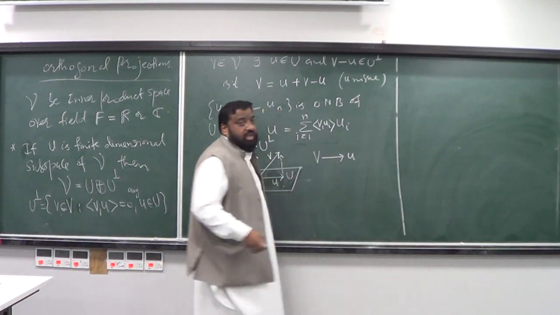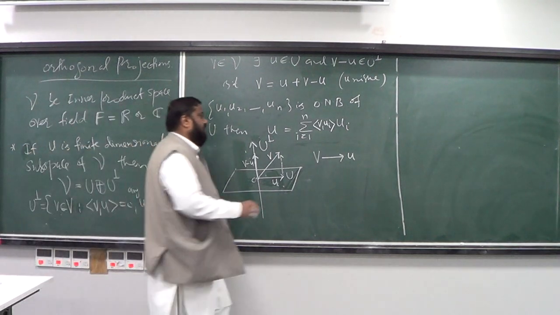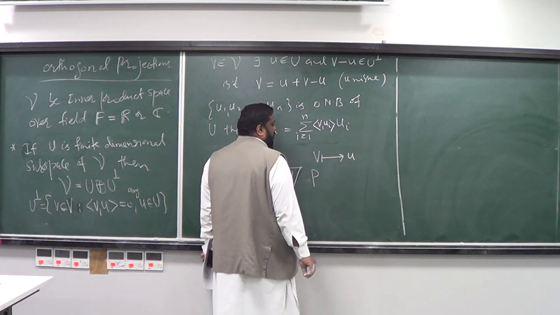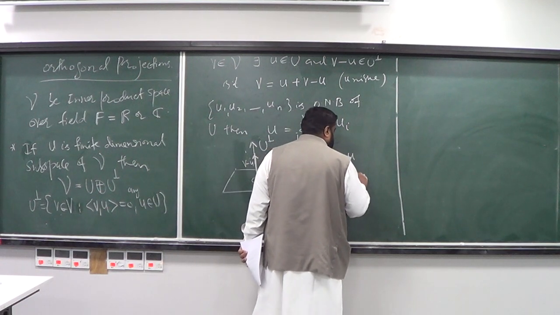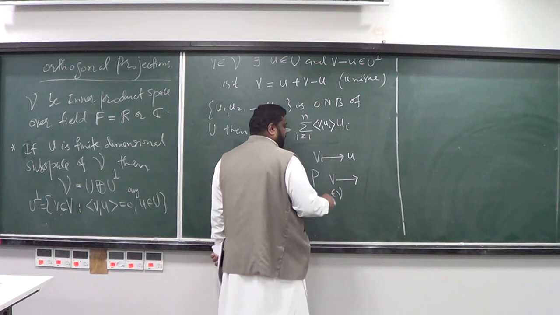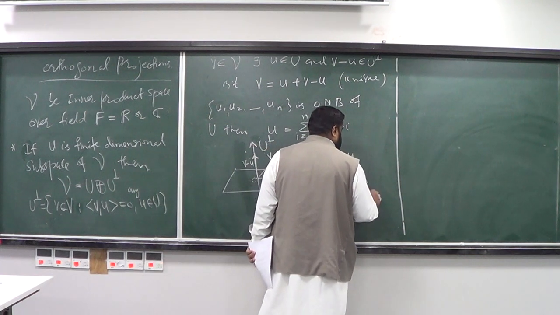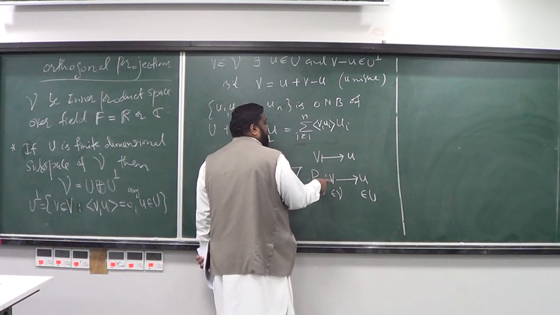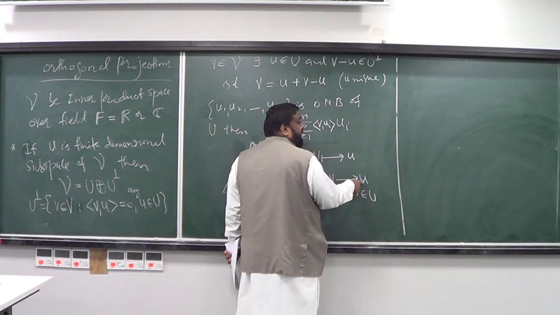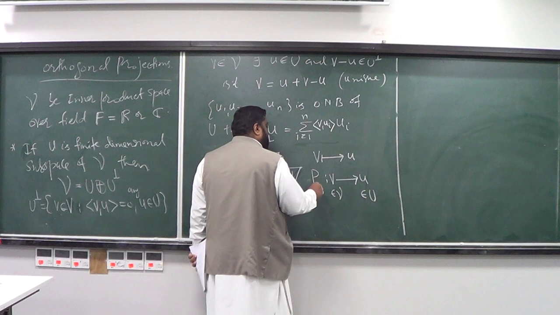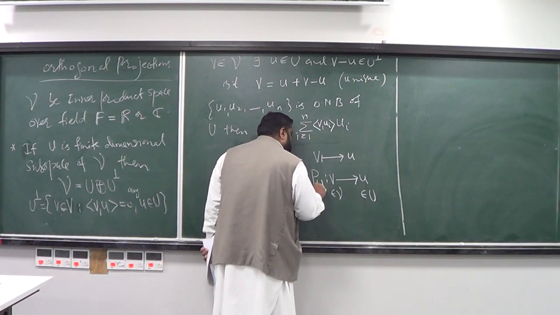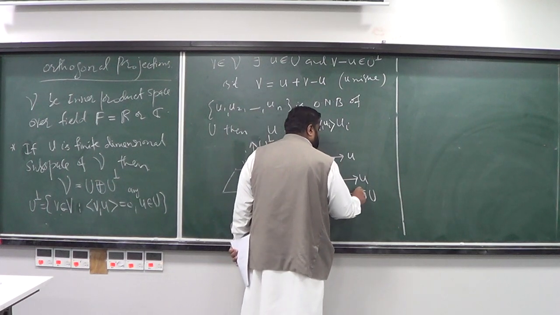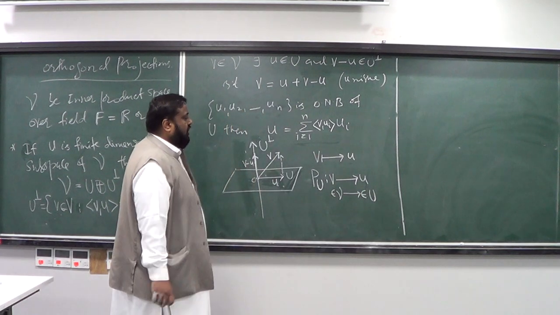So this allows you to define a map. For every V, you're going to have a vector U. Let's call this map P, which swallows a vector V from the space V and spits out a vector U in the subspace U. Since P maps V onto a vector U that is part of the subspace U, we call this the orthogonal projection map of the space V onto the finite dimensional subspace U.